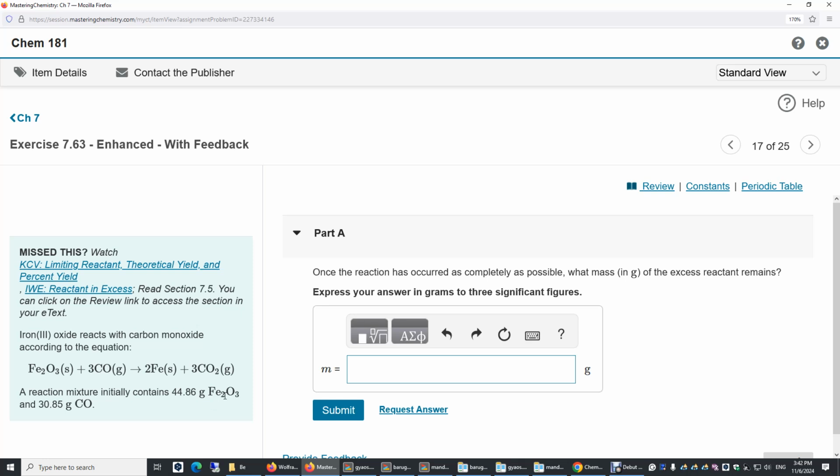I also have a trick. You can simply do 44.86 divided by the molar mass of iron oxide, and then 30.85 divided by 3 times the molar mass of CO, and then you can see which one is larger. So over here, I'm looking at this 3CO as C3O3, or whatever you want to call it. The molar mass of this whole thing is 3 times the molar mass of CO. So I'm going to show you how to do this calculation.